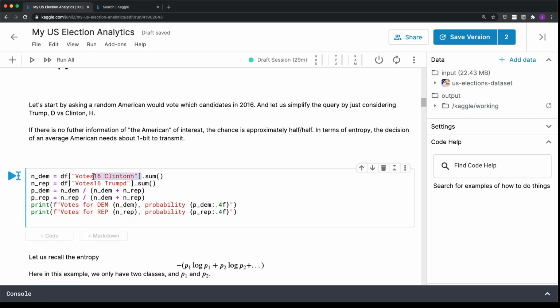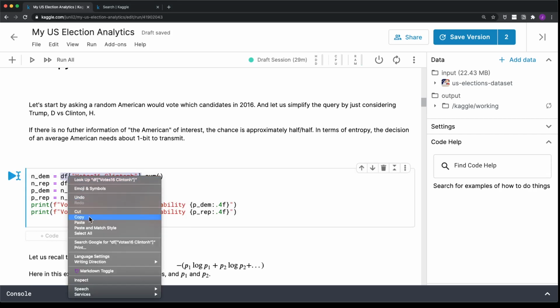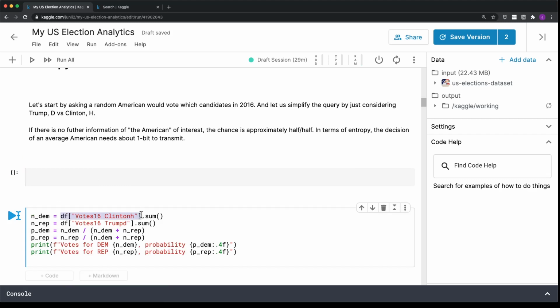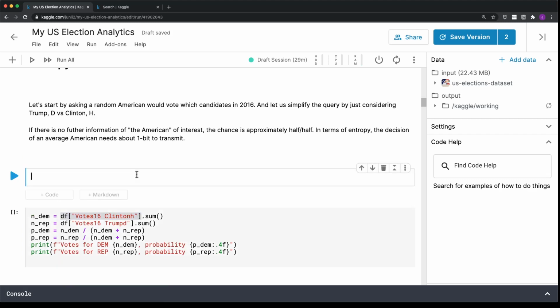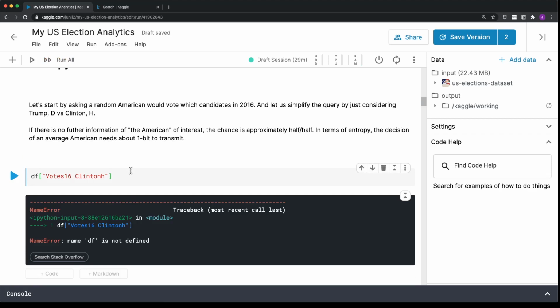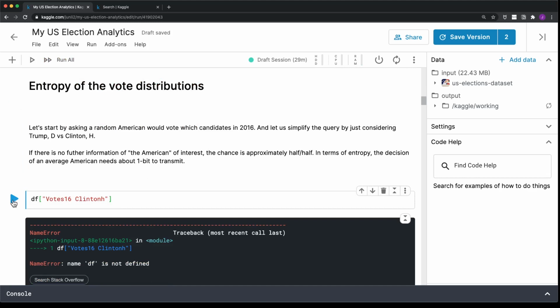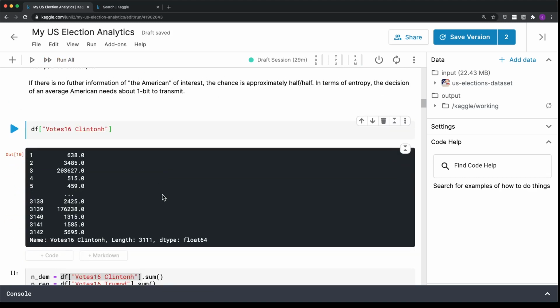Let's create a new code cell to explain this piece. This will tell us the votes. Oh well, I haven't executed this piece, sorry about that. This will tell us how many votes Hillary Clinton received in each county, and correspondingly, if we take the sum of all these numbers, we will get the total number of votes she received in 2016. It is very convenient.